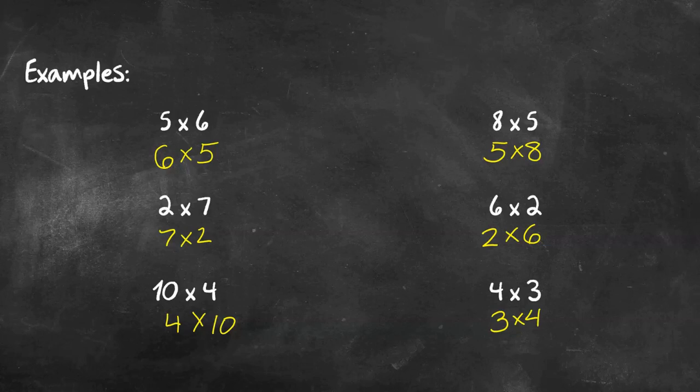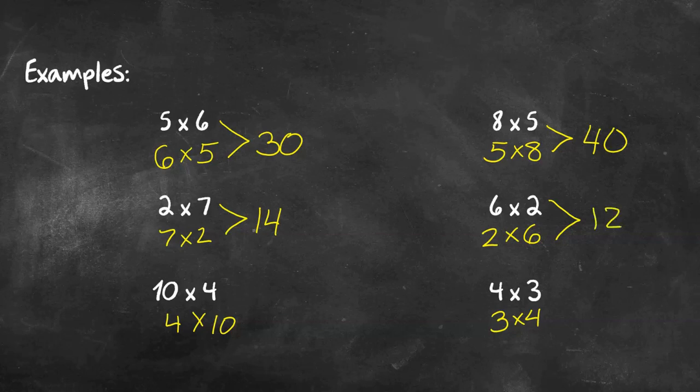Now, all of these problems, 5 times 6 and 6 times 5, have the same product, and in this case, it's going to be 30. Over here, 8 times 5 and 5 times 8 have the same product of 40. 2 times 7 and 7 times 2 have the same product of 14. 6 times 2 and 2 times 6, you guessed it, have the same product. That's going to be 12. 10 times 4 and 4 times 10 both have the same product of 40. We just move the factors around. 4 times 3 and 3 times 4 both have a product of 12.